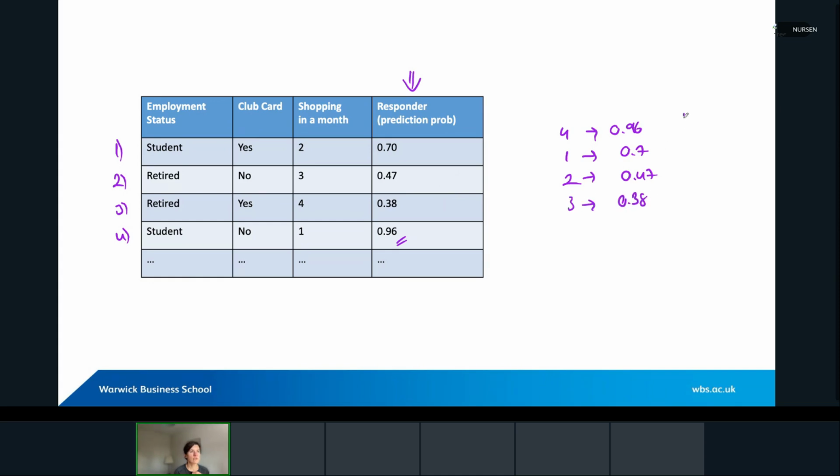So we order from highest to lowest. The reason is you would like to focus on the customers who will respond to your campaign, right? You don't want to focus on the customers who are not interested. And then we start to target from this. So we send the promotion to the fourth one, then the first one, second one, and third one. So we start by focusing on the highest probability to the lowest probability.